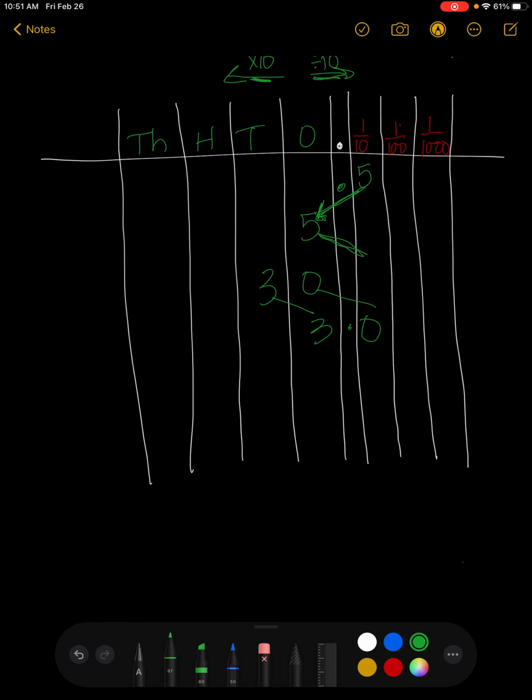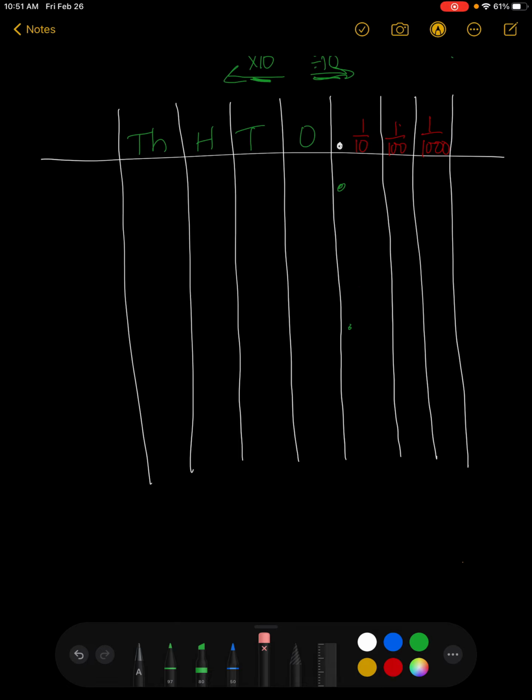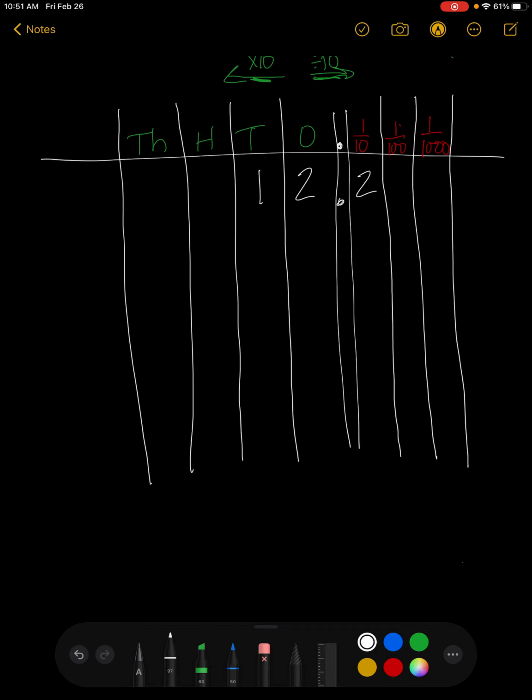So if I have 12 and 2/10, let's get rid of these markings here. Okay, we had 12 and 2/10. And if I want to make it a whole number, I just have one digit in a decimal place. So I just really need to move over one place to make this 122. So I've done a times 10 so far.